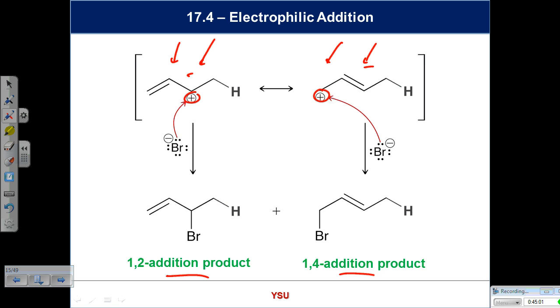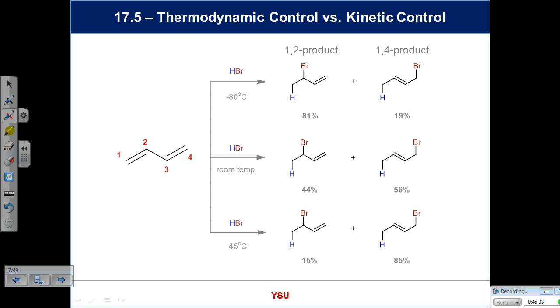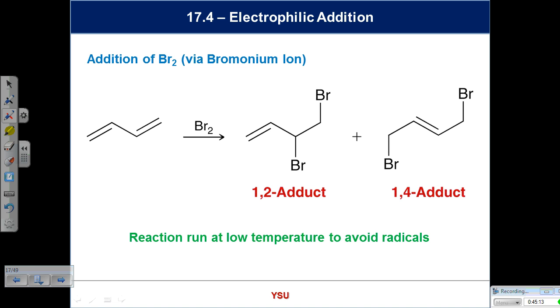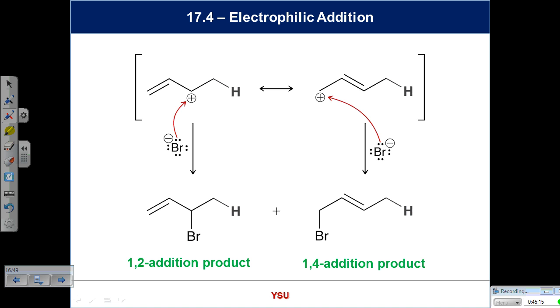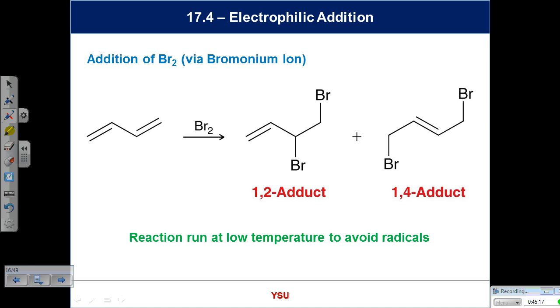Now, what we'll see on this big slide that's coming up is that you can control the outcome here simply by changing the temperature. And we really haven't seen anything like that before. Control simply by changing the temperature of the mixture. To get there, we need to think about how to run this.